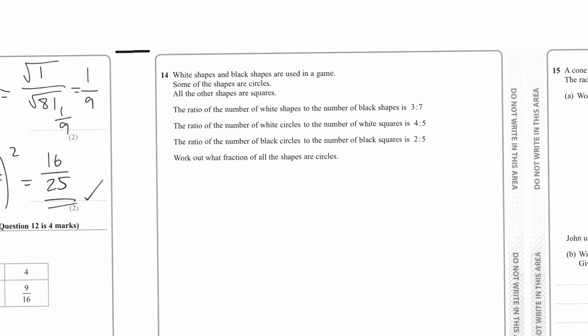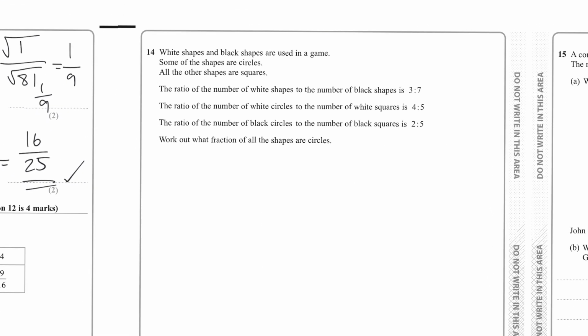So basically question 14, we've got white and black shapes full of circles and squares. And it just wants us to write down the fraction of all the shapes that are circles. So in terms of the white shapes first, I'm going to put W and then B. So we know the fraction for the white shapes will be 3 out of 10. Why do I say 10? Because if we add the two ratio numbers together, we get a total of 10. And for the black shapes, it would be 7 out of 10.